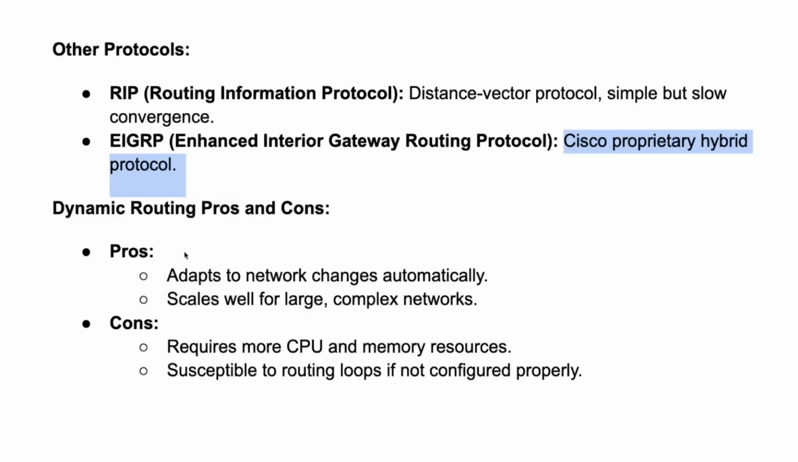And the pros and cons of dynamic routing would be that it adapts to network changes automatically. It scales well for large complex networks, but the cons are that it requires more CPU and memory resources because it's going to be operating automatically and adapting in real time dynamically. And it is susceptible to routing loops if it's not configured properly.